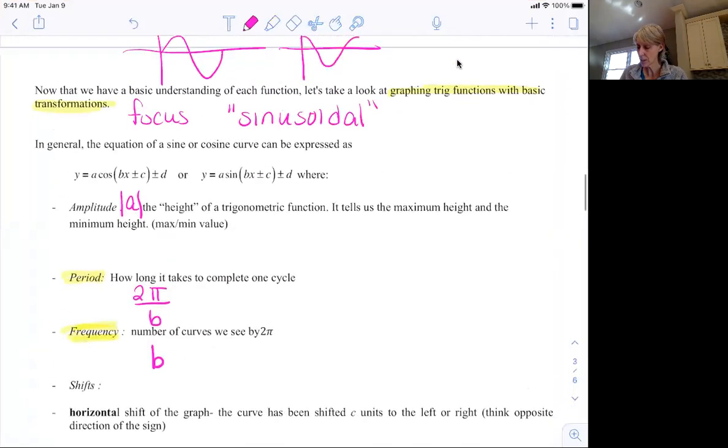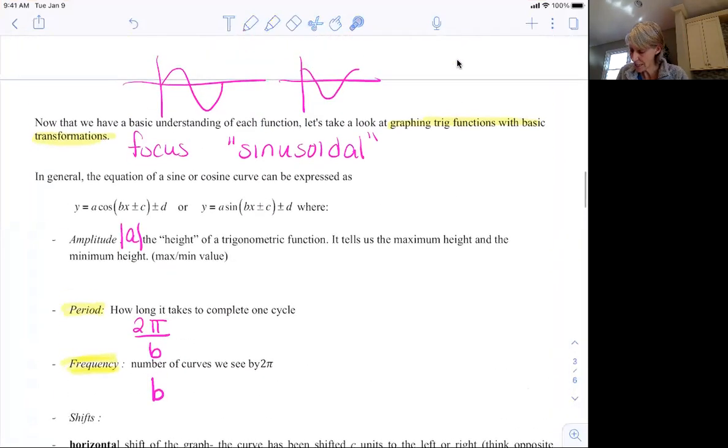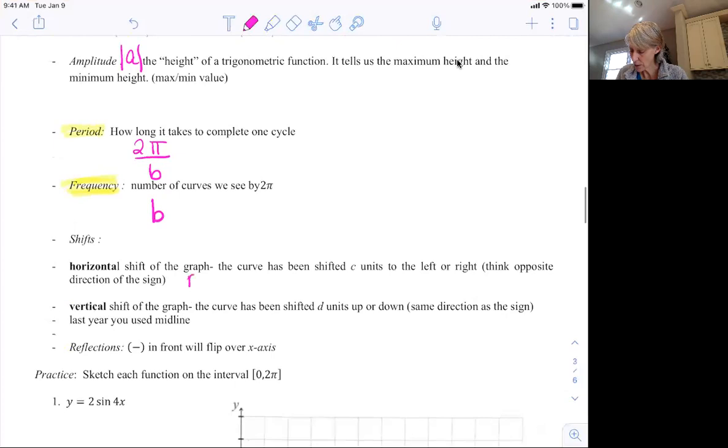Horizontal shifts are also connected in here. And what I'm going to say to you about this year is that we're not going to focus on them.